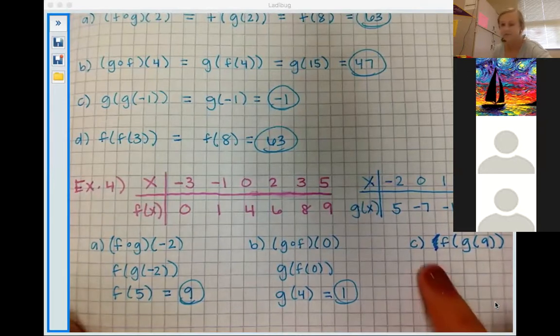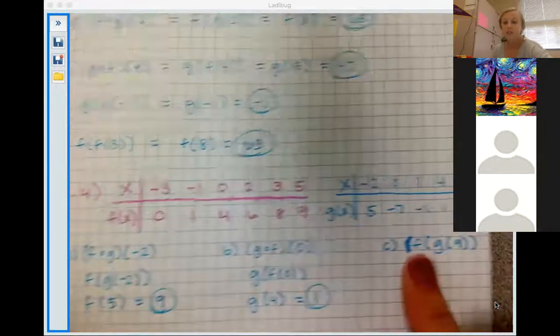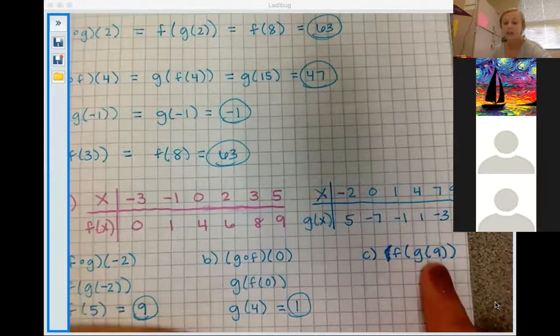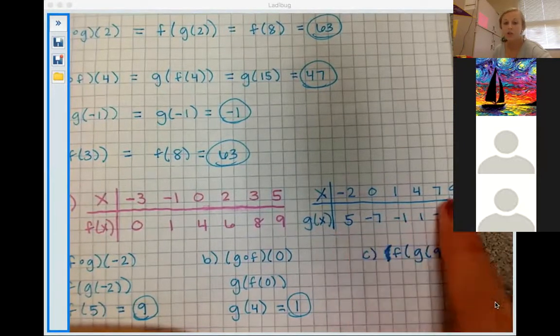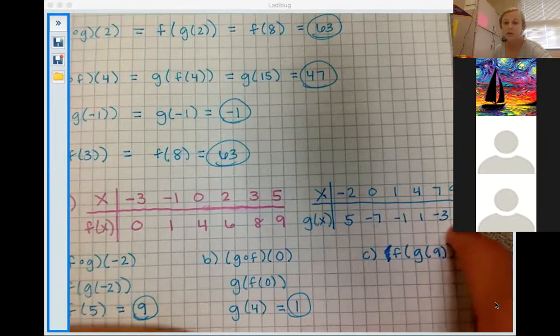Fair enough. All right. For C, you should find g of 9 first. So go to the table for g. When 9 is the input, 2 is the output.